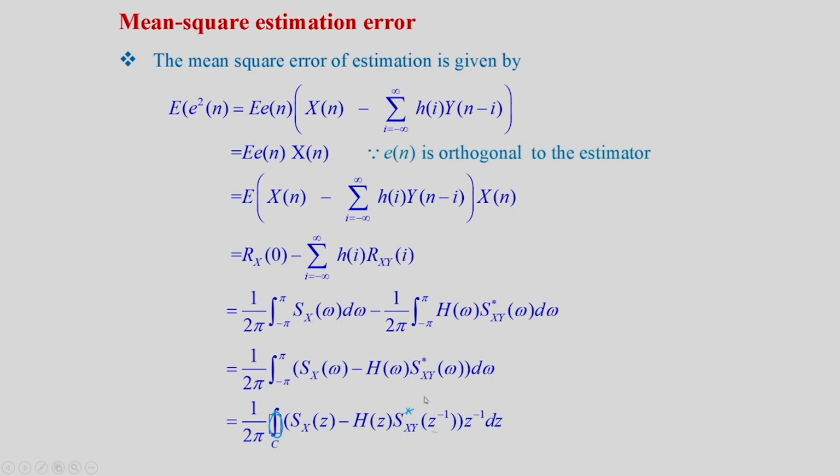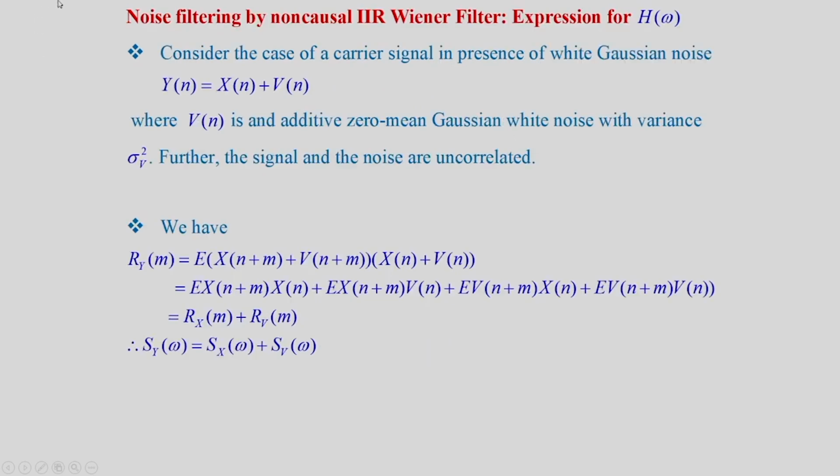And we can simplify this expression because we can take this integral outside. So, that way it will be equal to 1 by 2 pi integral from minus pi to pi of S_x(omega) minus H(omega) into S_xy star (omega), whole into d omega. So, this is the expression for mean square error. And similarly, if we use a closed contour other than the unit circle, then we can write E of e square n in terms of the Z transform like this. So, this is the expression for mean square error. We will consider the case of noise filtering by non-causal IIR Wiener filters.